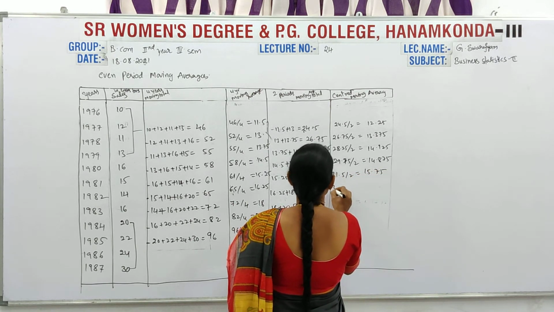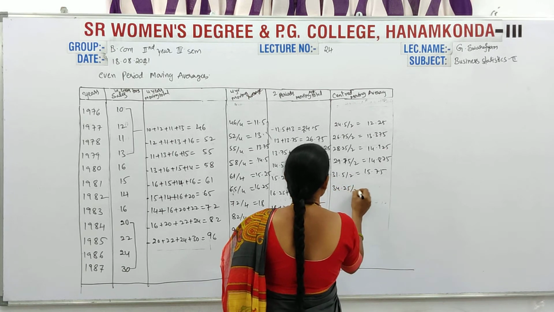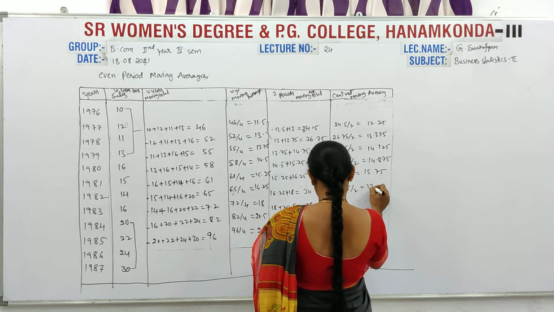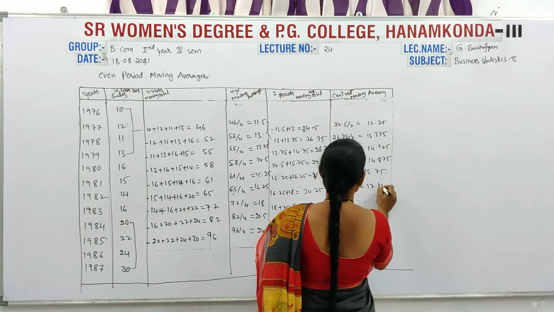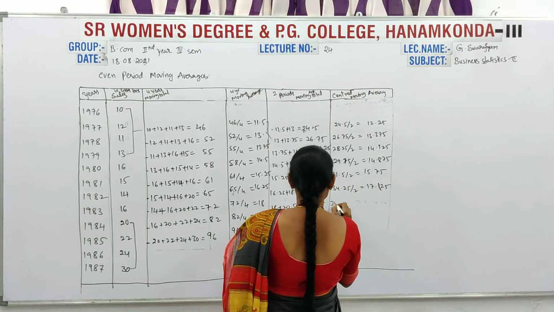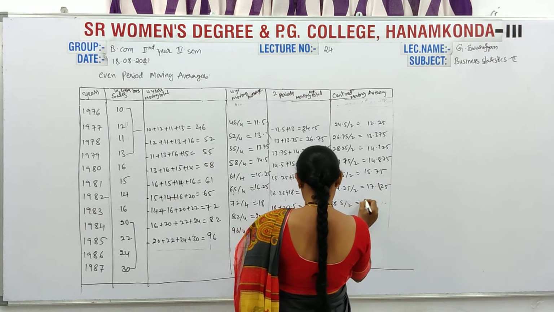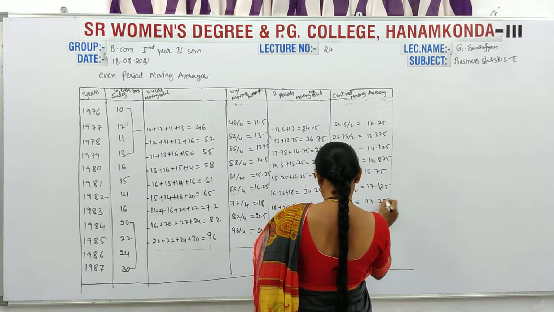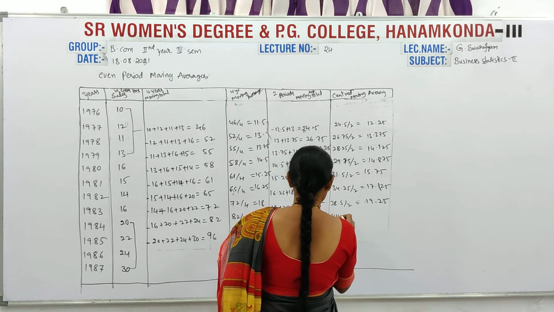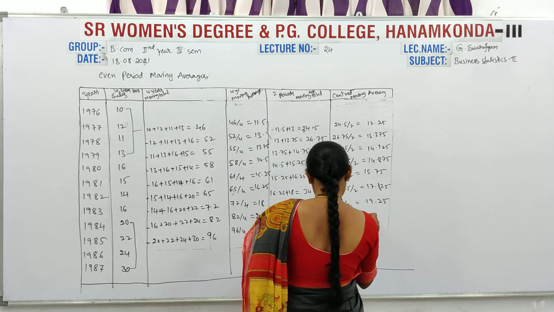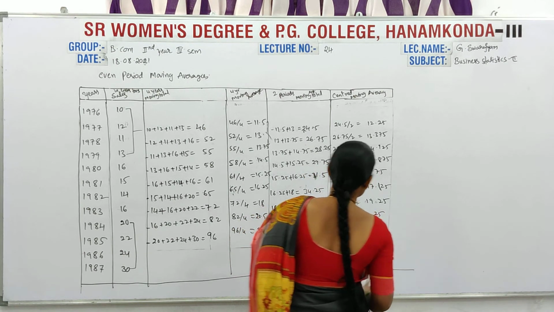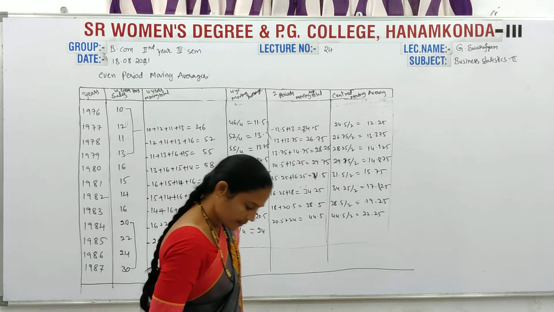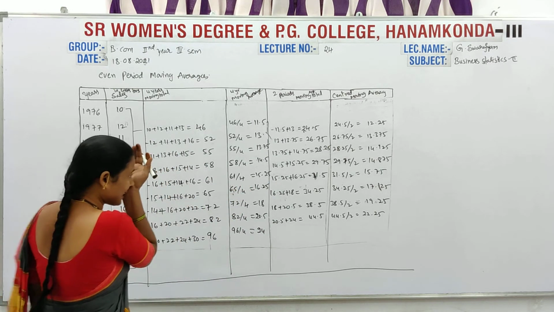34.25 by 2 is 17.125. 38.5 by 2 is 19.25. 44.5 by 2 is 22.25. This is the central moving average total. So this is the calculation.